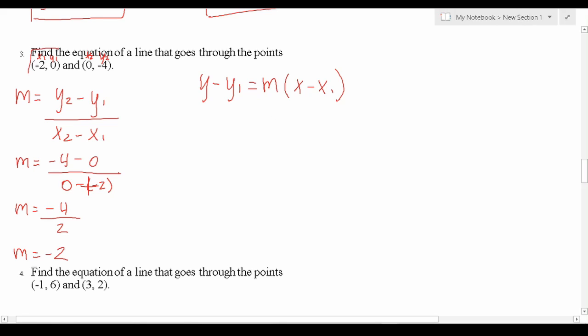I'm going to use this ordered pair since I already labeled it x1 and y1. Could have used these values if you wanted. Makes no difference. So y minus y1 is 0. So let's plug that in. m we found to be -2. x is just x minus x1. x1 is -2.